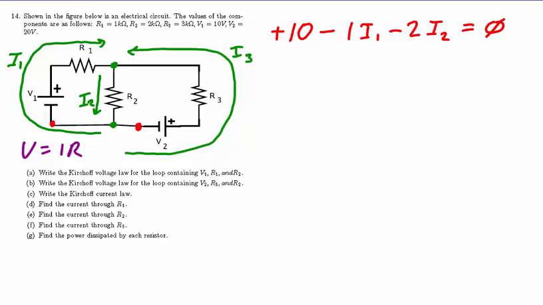Since we will be traveling against the current, that means we're going uphill, and therefore we will get positive 2 kilo ohms times I2. We next cross R3, once again moving against the current. Against the current is uphill, so we will have a positive 3 kilo ohms times the current I3. And finally, we cross the battery V2. For batteries, you don't look at the direction of the current.